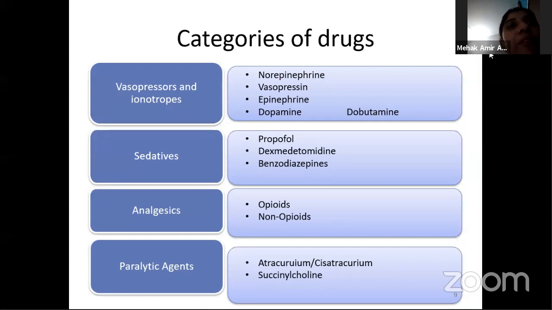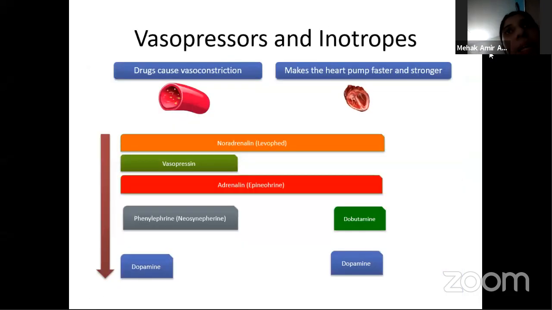So it's norepinephrine, epinephrine. In sedation, we use mostly propofol. Nowadays, Precedex is also a good option. In analgesics, we use opioids, non-opioids. Paralytic agents, we use atracurium and succinylcholine. Next slide, please. Yes, this is a very important slide.